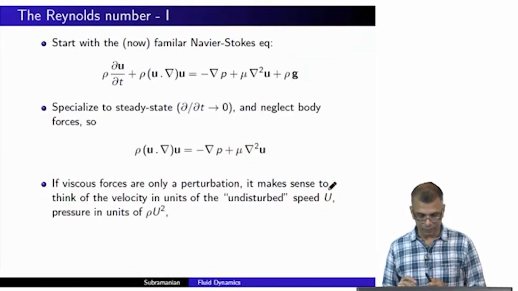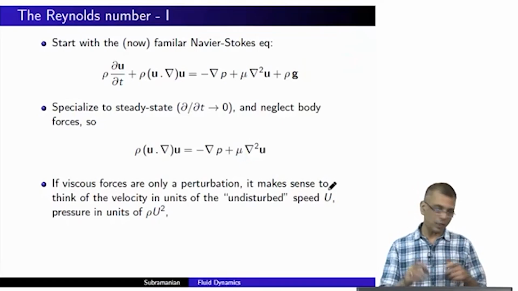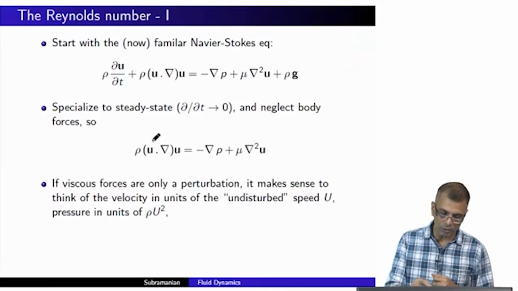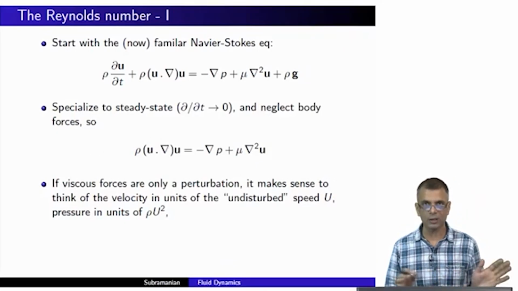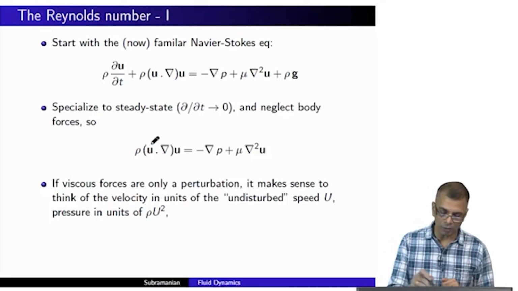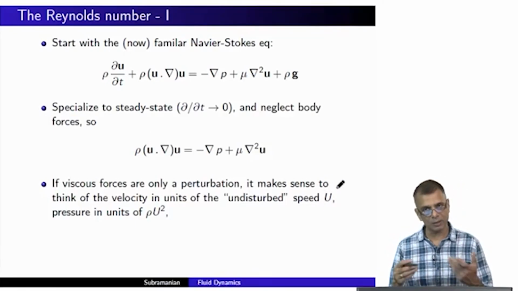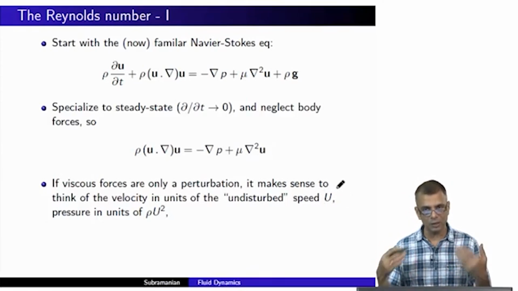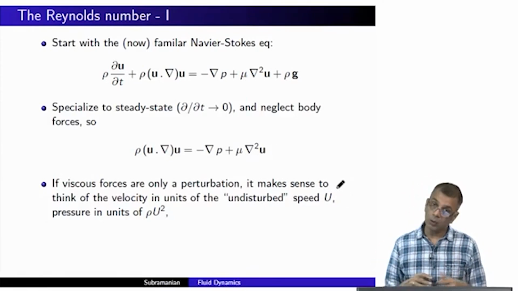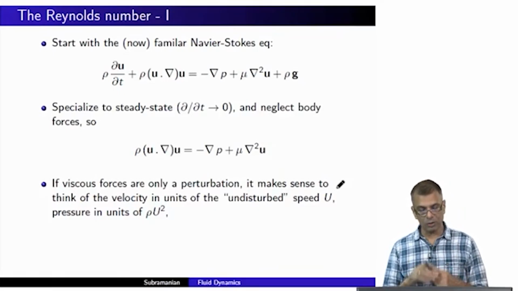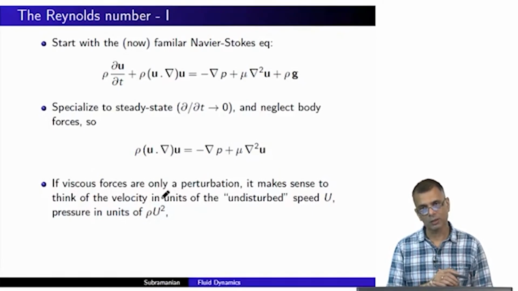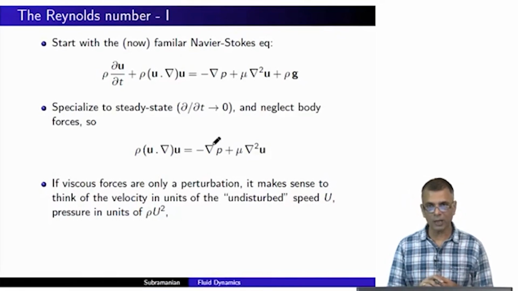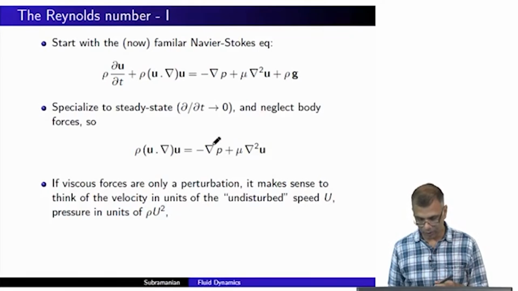Okay. If that's the case, what I'm saying is I'm going to divide all velocities by U, so the equation itself is undisturbed, right? In other words, I'm going to consider velocities in units of this undisturbed speed U. Well, if that's the case, then I can also consider pressure in units of rho U squared. You can verify that this has the units of pressure. So wherever I see p, I divide by rho U squared.